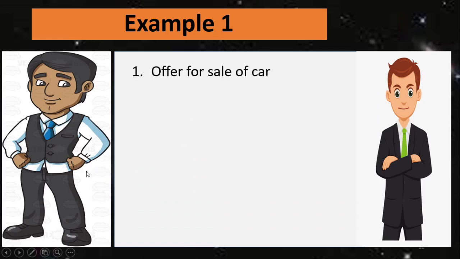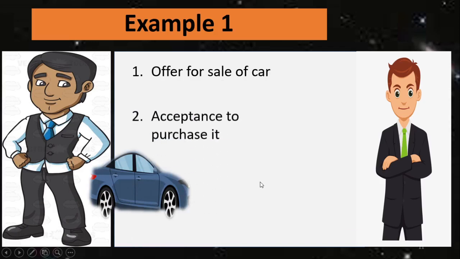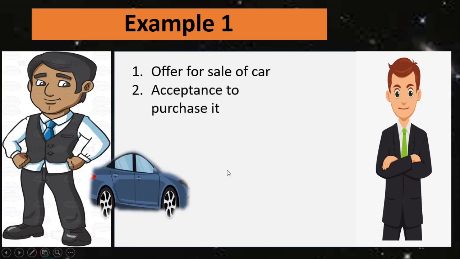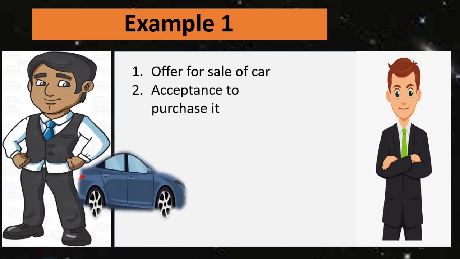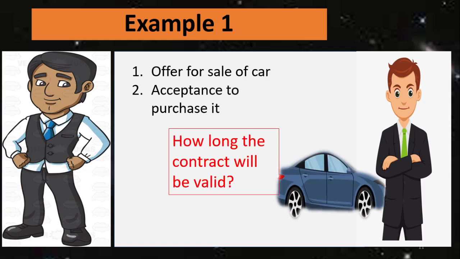Assume that Mr. Ashok made an offer for sale of a car to Mr. Manohar and Mr. Manohar gave an acceptance to purchase it. But how long will this contract be valid? Maybe until the purchase and sale of the car. So after the sale of the car, this contract will get closed, right?